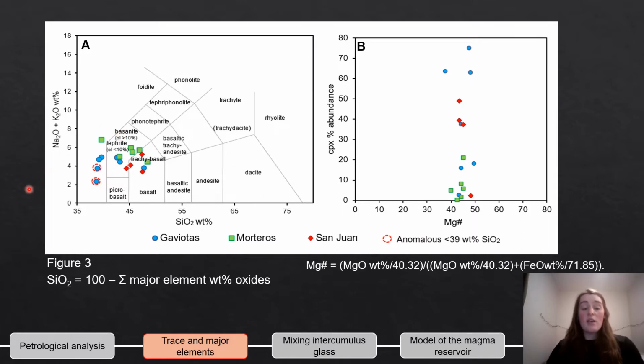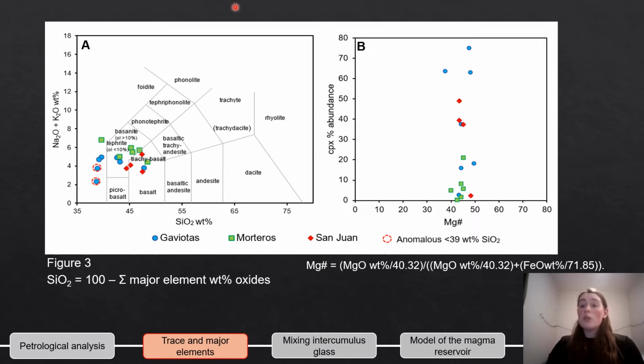However, the silica content of the interstitial melts is poorly constrained, as it is not directly measurable using ICP-MS. The silica content was calculated using this equation, which neglects the presence of water or volatiles, likely resulting in errors of 4 to 5 weight% silica. This is likely the cause of the anomalously low silica we see in the Gaviotas formation.